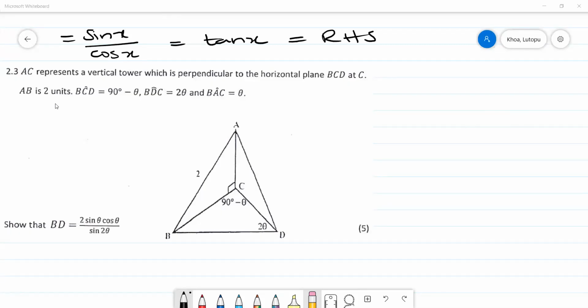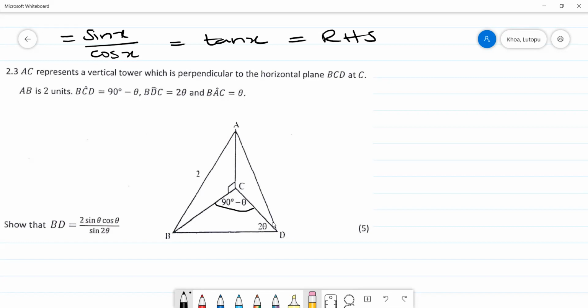Okay, 2.3. AC represents a vertical tower which is perpendicular to the horizontal plane BCD at C. So you should see that AC is in the air, it's a building, and BCD is on the ground. Then we're told that AB is 2 units, angle BCD is 90 minus theta, so this angle here.